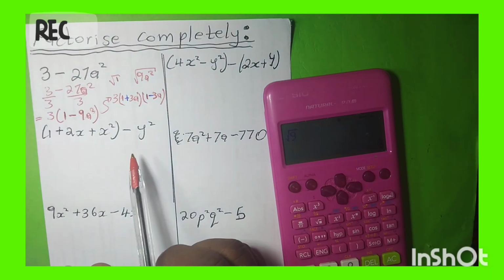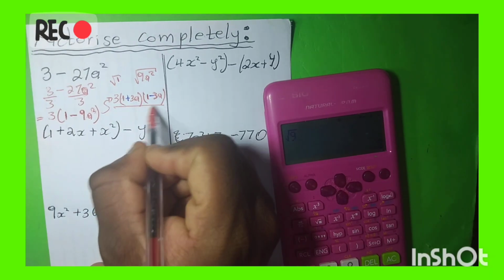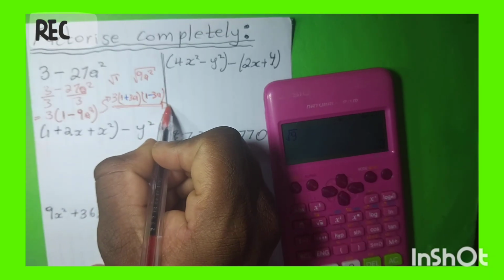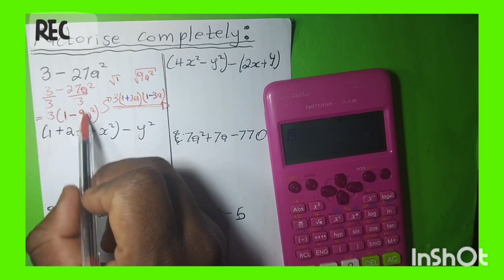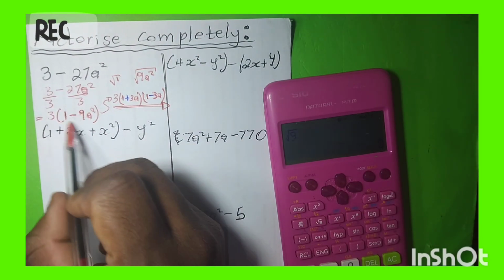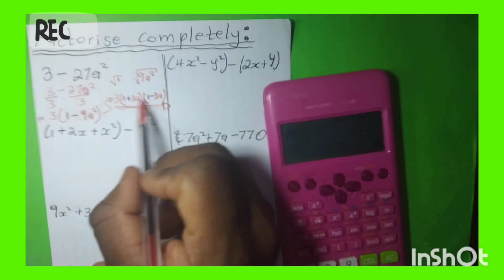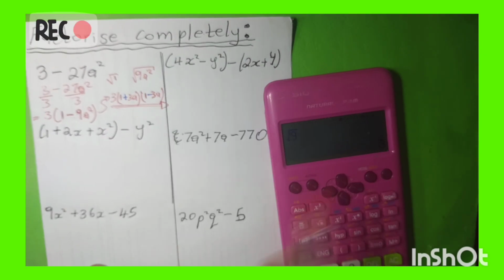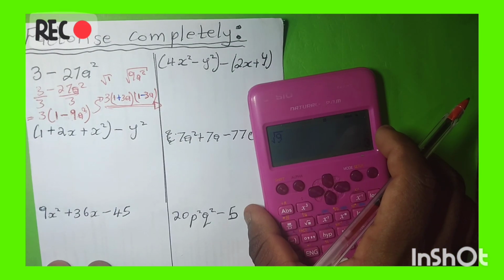Plus and minus there. So this one will be your final answer. This is how you factorize completely. You check inside the brackets whether you are still able to factorize, meaning that thing is a difference of two squares. Then you apply it like that there. So now let me go to the next question.